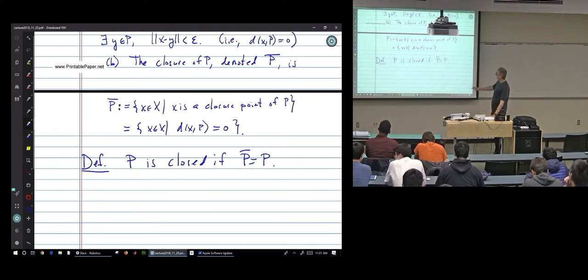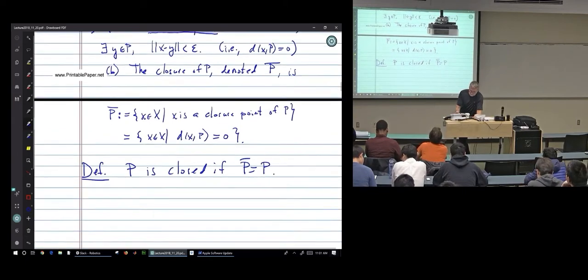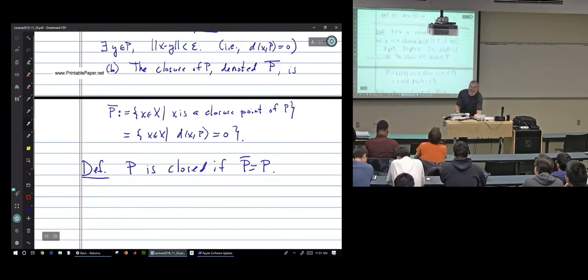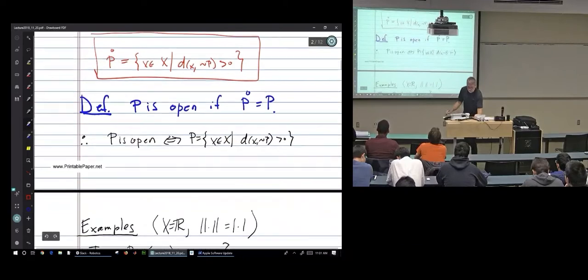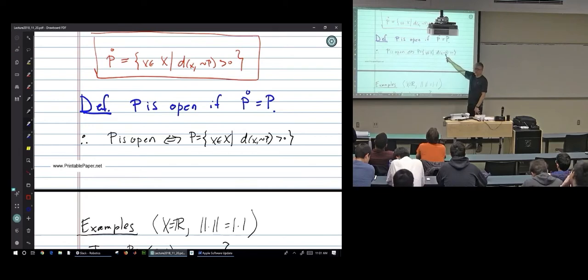Okay, so I'm going to do another example, checking this. But let's look and see what we got. The closure of the set is the set of all points that are distance 0 from P. And the interior of a set is the set of all points that are a positive distance from the complement. So this condition is the negation of the other condition, is what we'll see.